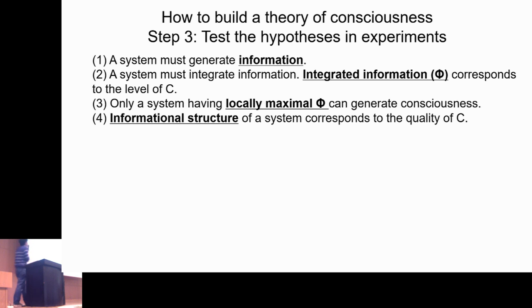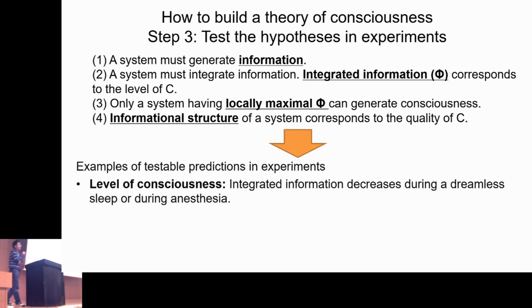So here I explained how to build a theory of consciousness. But the important step is, of course, to test the hypothesis in experiments. If the experiments refute the predictions of IIT, we need to give up IIT, or we need to definitely improve some theoretical assumptions, or anything to explain the experiments correctly. So this is, of course, a very important step. So we need to again clarify some testable predictions based on our theory. That's the third step.